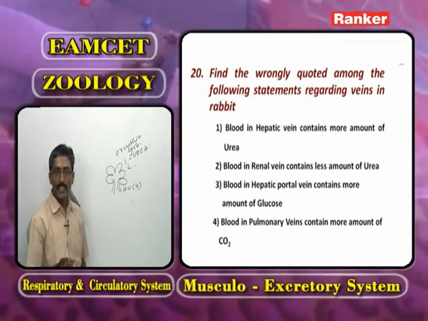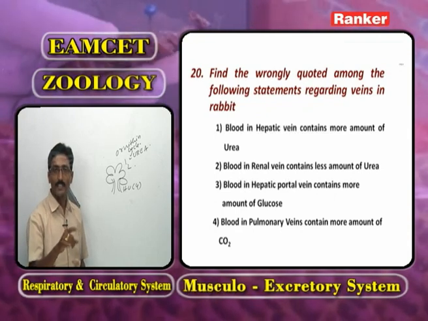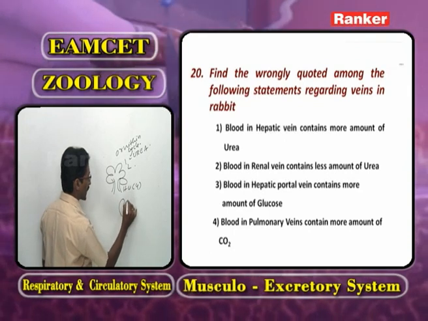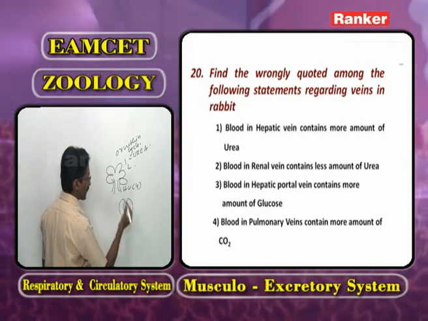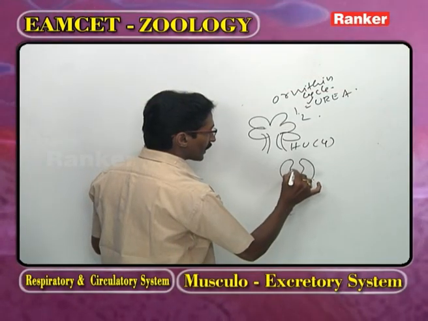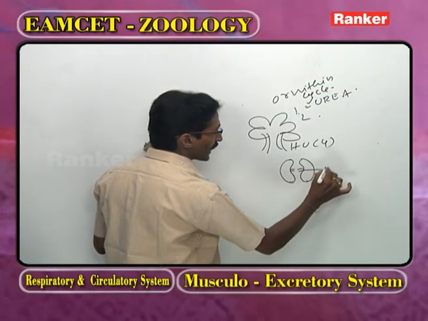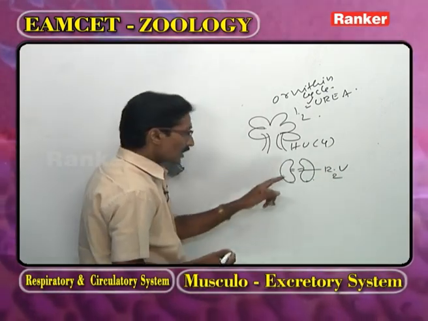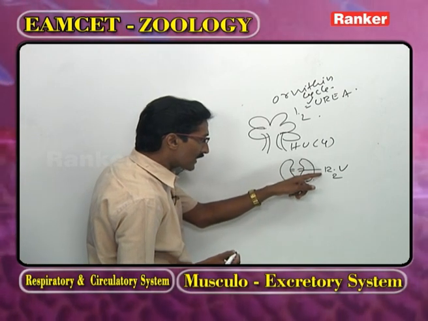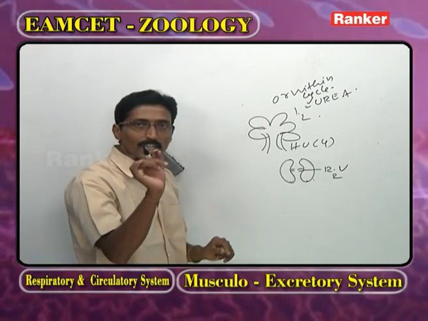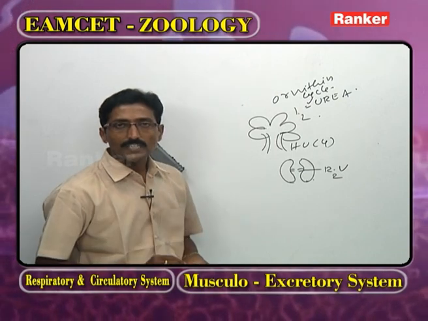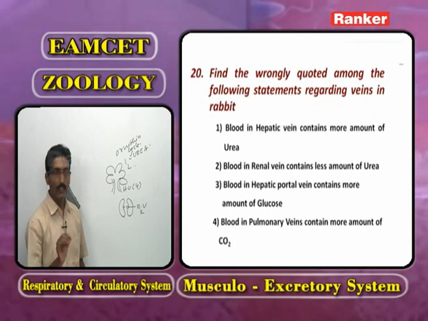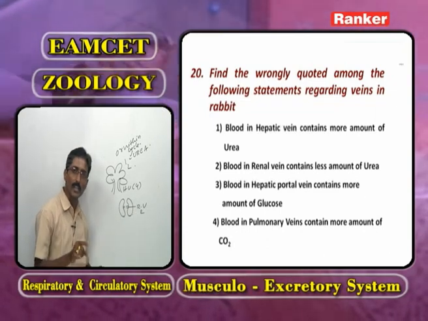Second: blood in the renal vein contains less amount of urea. Now, in our body, this part we call the kidney. From each kidney, what will arise? The renal veins. Number of renal veins? 2 in number. The blood in the renal veins contains a small amount of urea. So, the second statement is also correct.